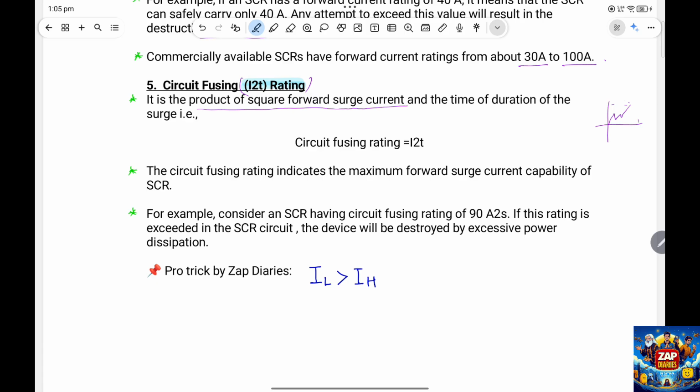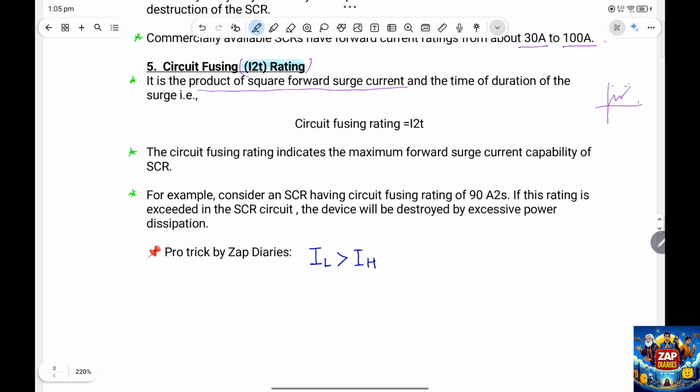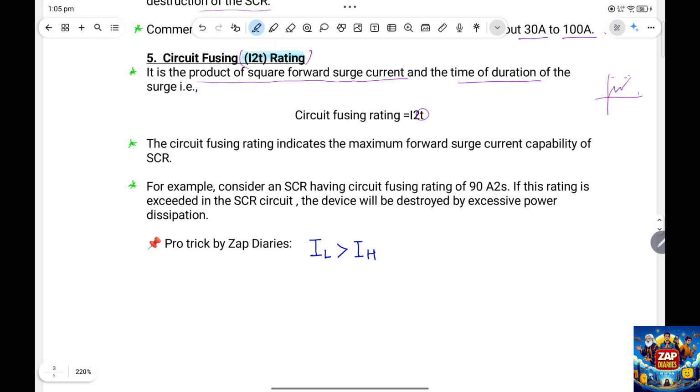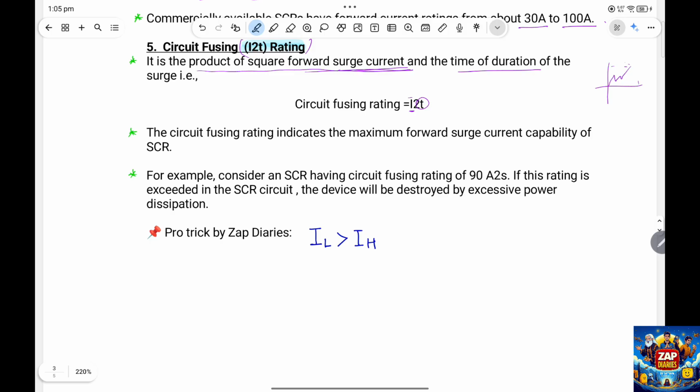So we square the spike current, take the duration of the spike rising, and we multiply. This t represents the time of duration of the surge, and here I have I. This I represents the forward surge current. So the current fusing rating indicates the maximum forward surge current capable of the SCR.